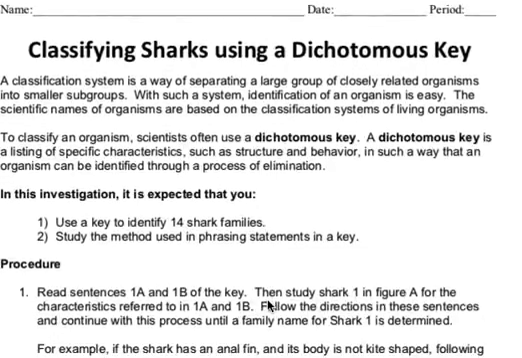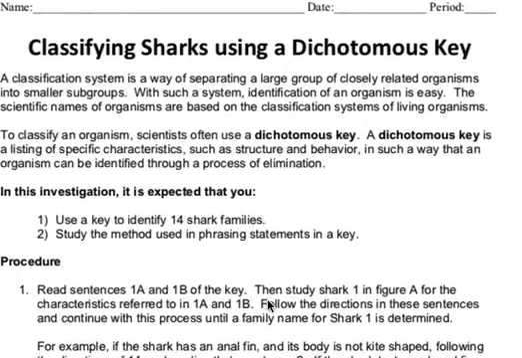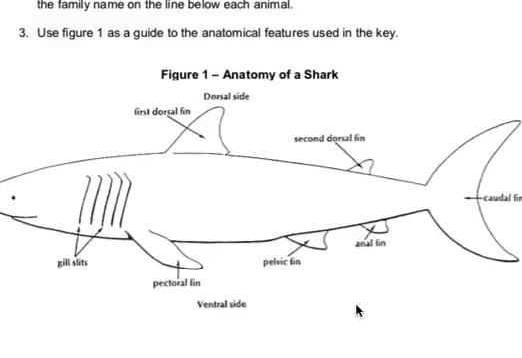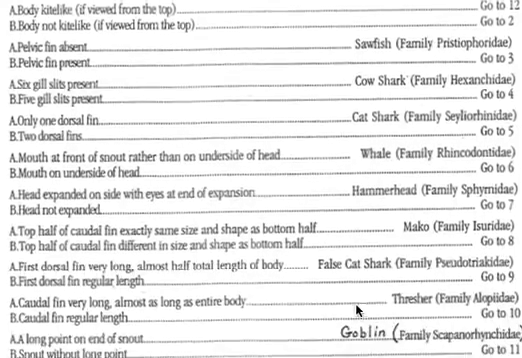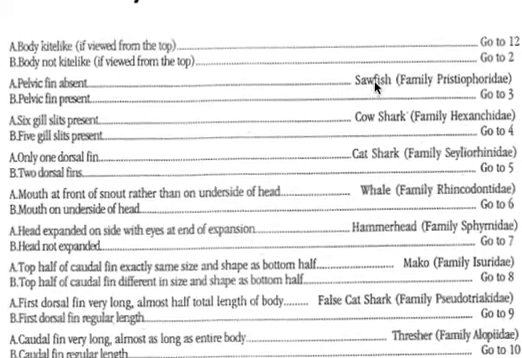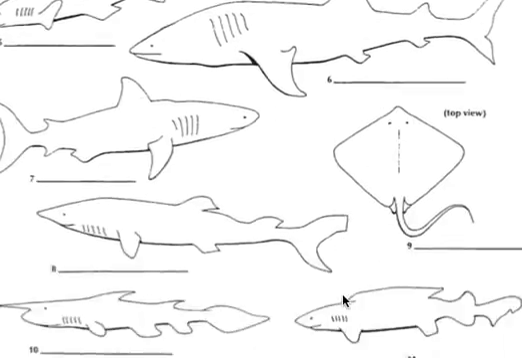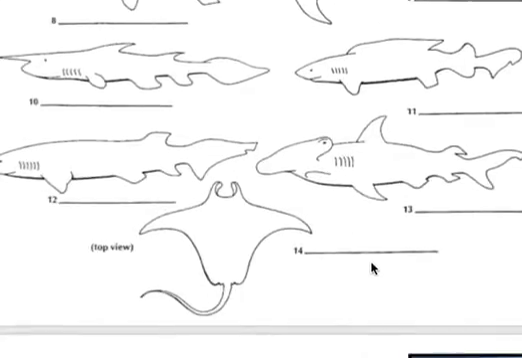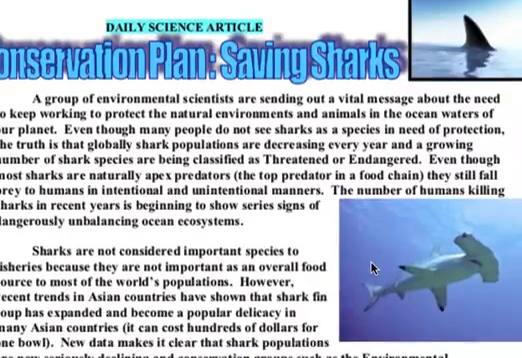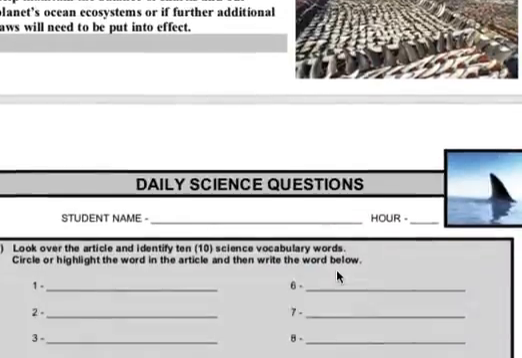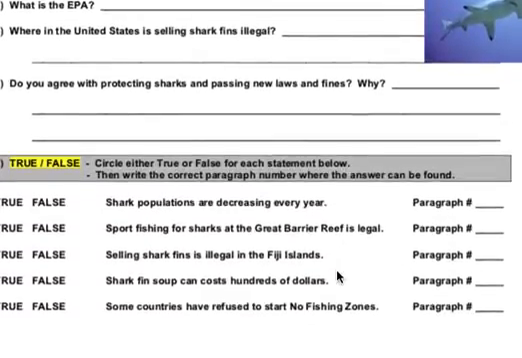Okay, then I want you to do the same thing with classifying sharks. Again, here are some of the anatomical structures of sharks that you might need to know. And here is the dichotomous key. If you will key them out to like sawfish or cow shark or cat shark, you don't have to include the family name. But here are the different sharks. If you will write them out either on the page or on a separate page, 1 through 14. And then the next thing is conservation plan, saving sharks. Read the information about the sharks, and then you'll answer some questions about sharks.